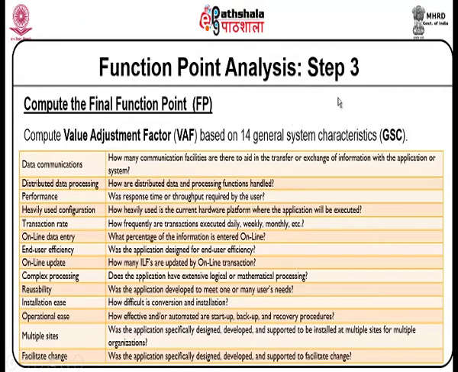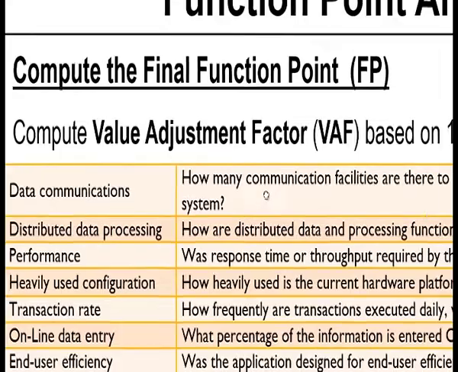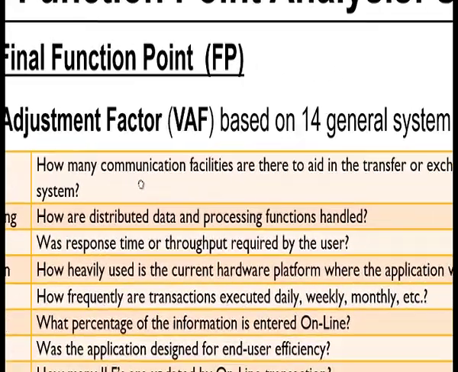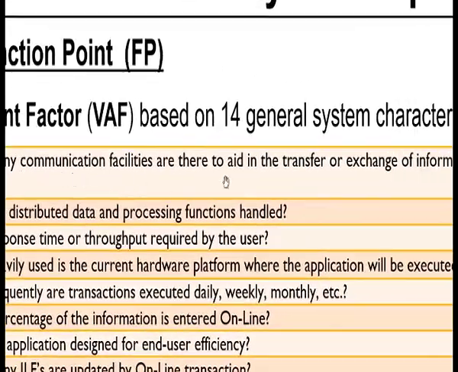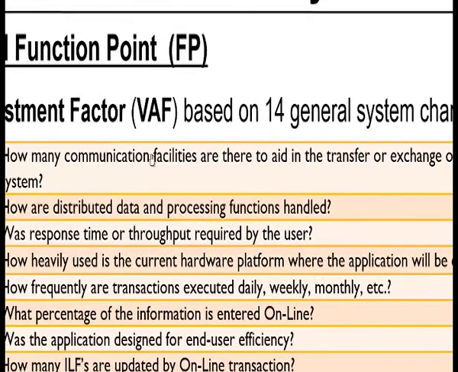Function point analysis, step 3. Compute the final function point. Compute the value adjustment factor based on 14 general system characteristics. Data communications: how many communication facilities are there to aid in transfer or exchange of information with the application or system.